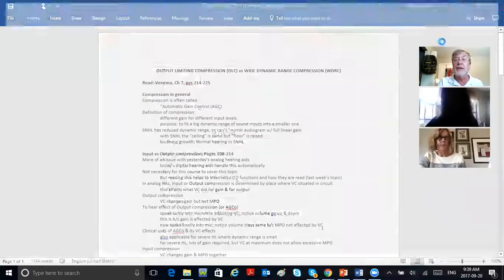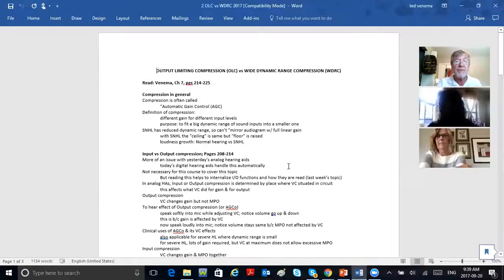We've done our practice with input-output functions last week, and now we're doing output limiting compression, OLC, versus wide dynamic range compression. We've done the input-output functions and kind of gathered how to read them and what to do with them. Now it's time to apply them to the two main types of compression that we have, OLC and WDRC. I'm going to share screen here and pull up the notes and see exactly where we are. I'll close this because we don't need that quiz anymore. Look at what we're doing.